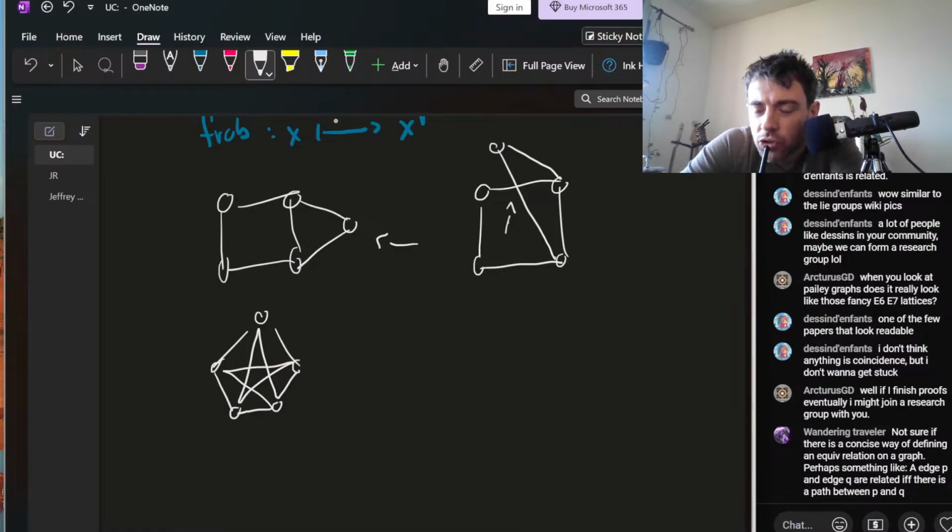Finish proofs. You might join a research group with me. Well, that'd be the dream. Super long term. Just have a massive research group born out of this community.